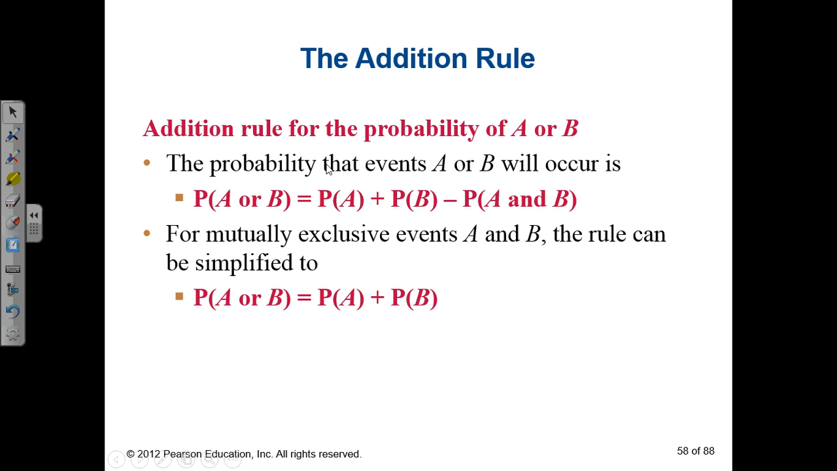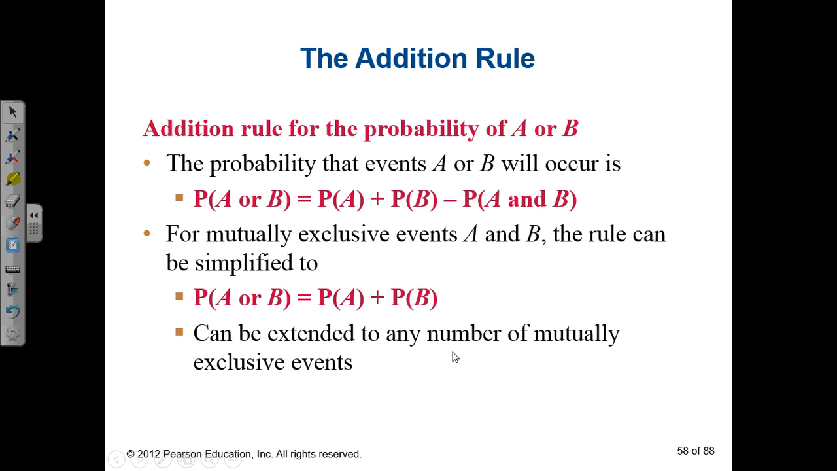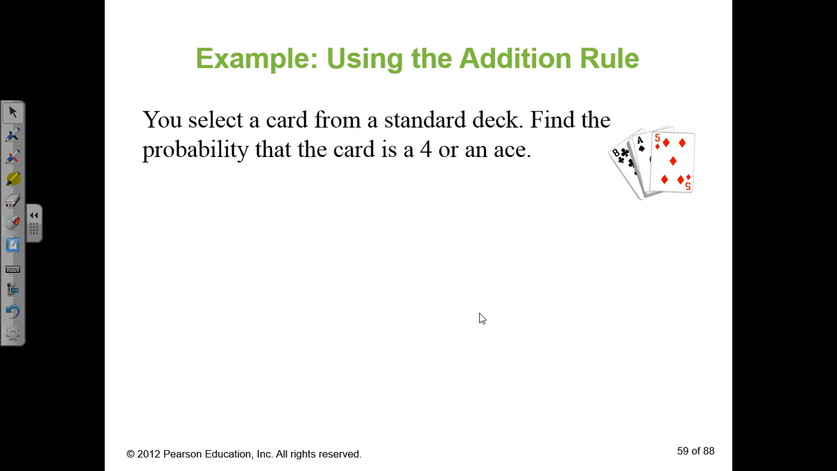But if the events A and B are mutually exclusive, then the probability of A and B is 0, and thus it just becomes the probability of A plus the probability of B. This rule here can be extended to any number of mutually exclusive events. Only with mutually exclusive events can you just add a whole bunch of them.